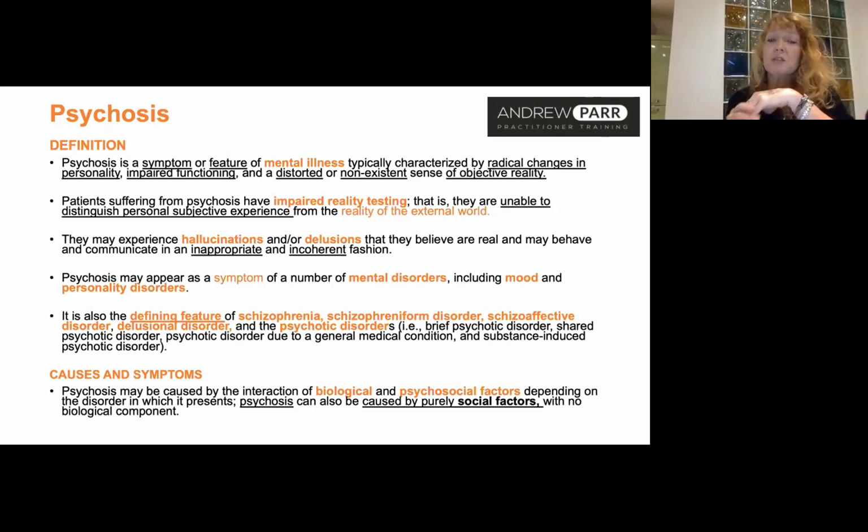And psychosis itself can appear in a number of different disorders. So, there isn't just one thing that we say is about psychosis. Things like schizophrenia, schizophreniform disorder, schizoaffective disorder, delusional disorder, and various different things that can actually come into this category.